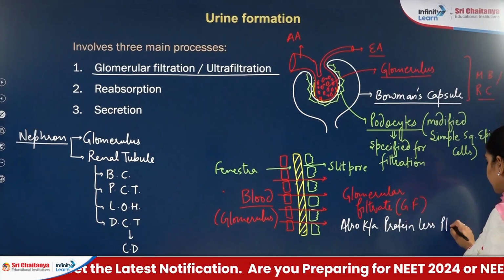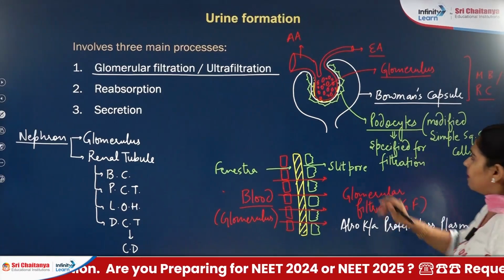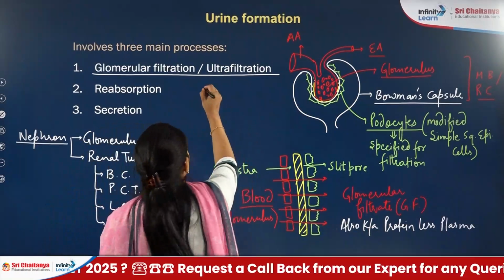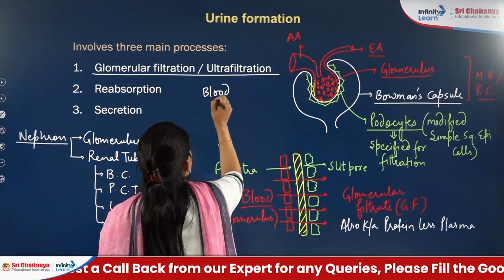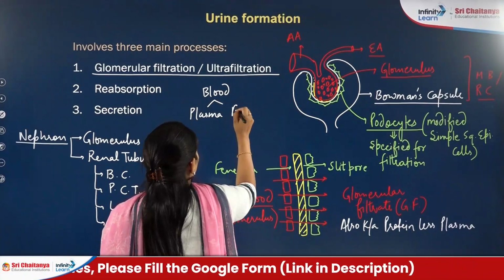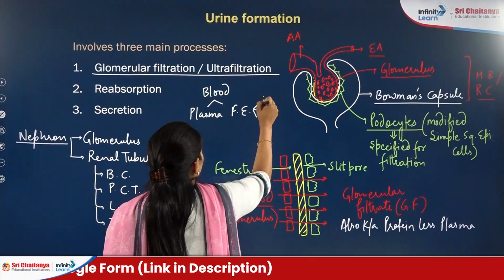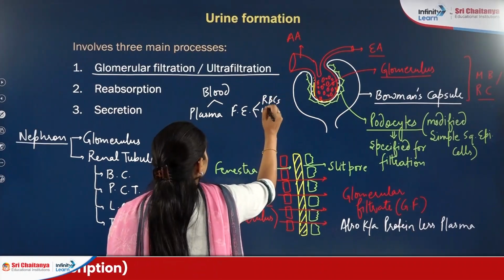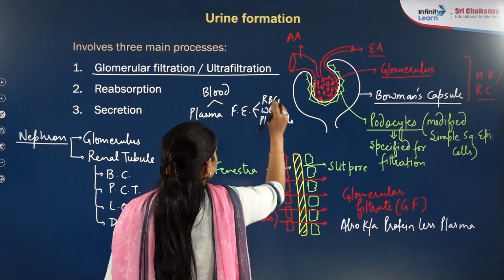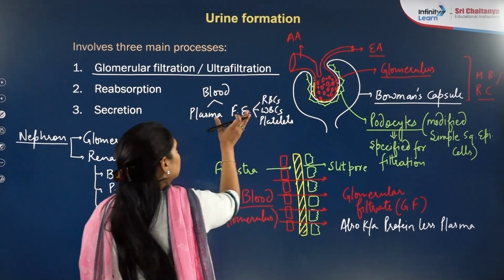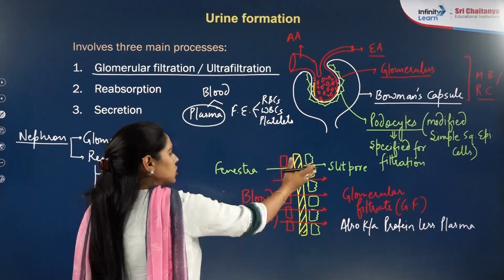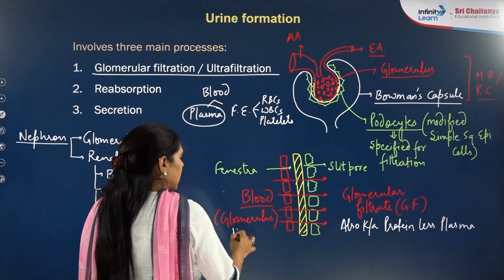See everyone. In the blood which is present here, what is present? Do you know? Blood has two parts, plasma and formed elements. Formed elements are RBCs, WBCs and platelets. So obviously these things will not be filtered. Only plasma will be filtered. That means from this blood, filtration is done for the plasma.